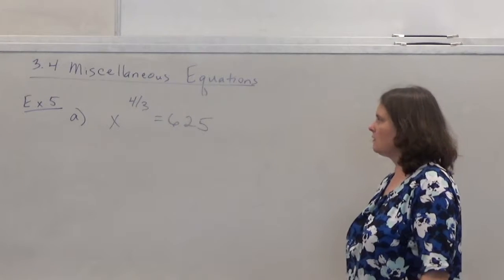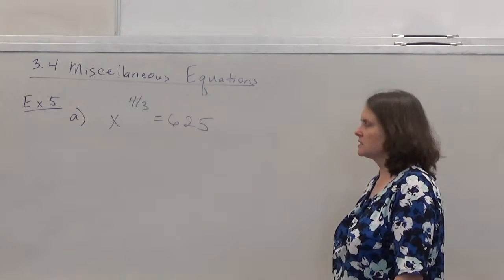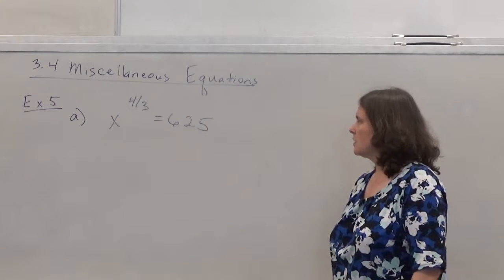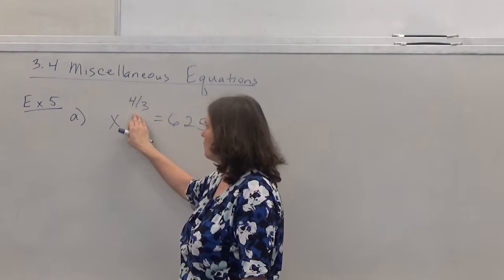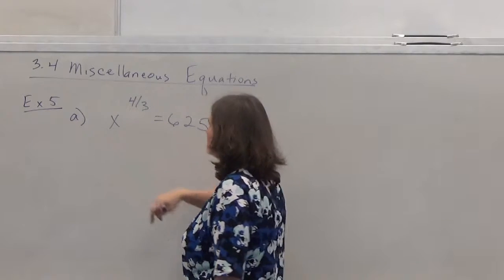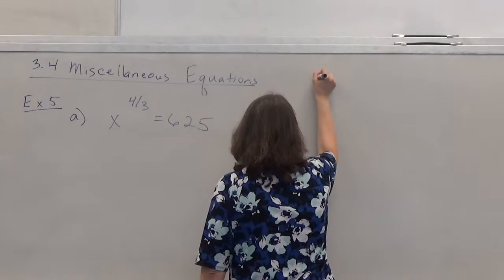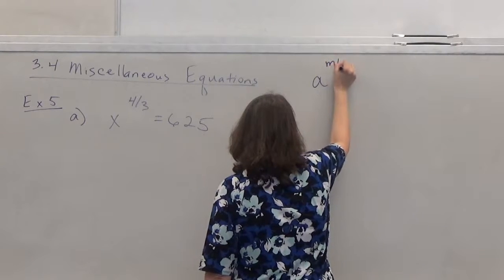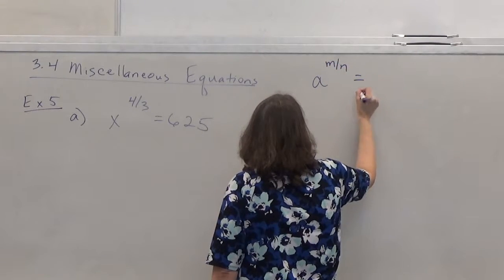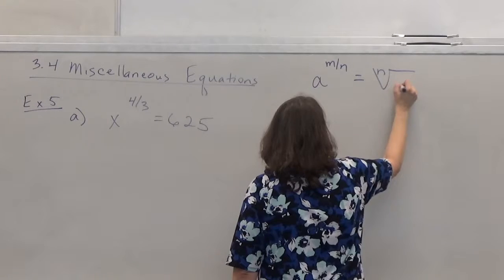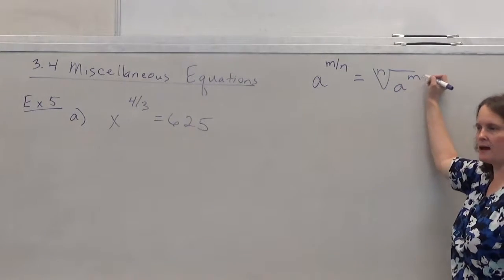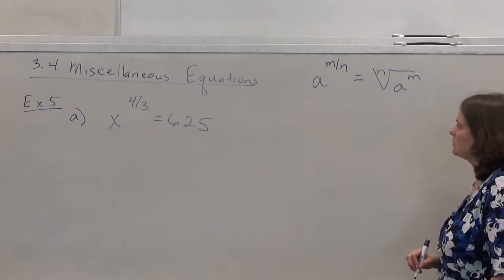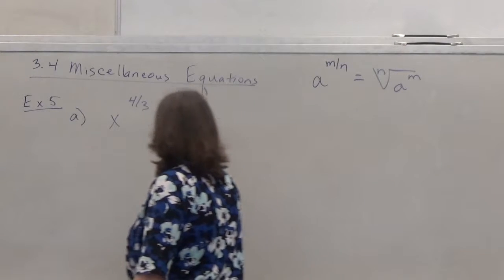We're going to solve x to the 4/3 power equals 625. Notice you've got this rational exponent. If you recall from the review sections at the beginning of the semester, we had a rule that told us if you've got a base raised to a rational exponent, this can be written as the nth root of that base to the m power. And this exponent can sit on the inside of the radical, or it can sit on the outside of the radical. So we're going to be using this rule.